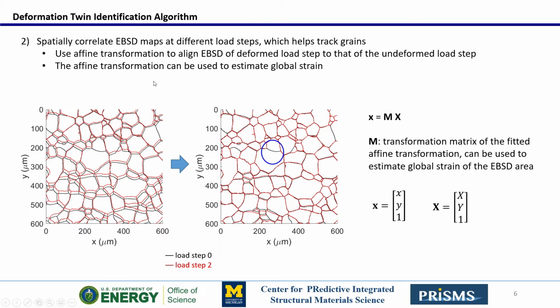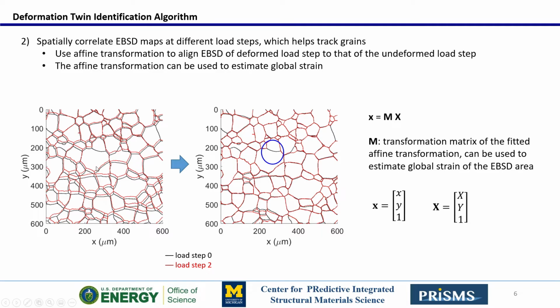The next step is to perform spatial correlation of the EBSD data at different load steps, which can help us track the same grain in all these load steps. For example, if we plot the EBSD data or the EBSD grain file of different load steps according to their spatial coordinates, we can see that typically they do not overlap well. That's partially because of sample deformation and partially because these EBSD scans were typically not performed on exactly the same area.